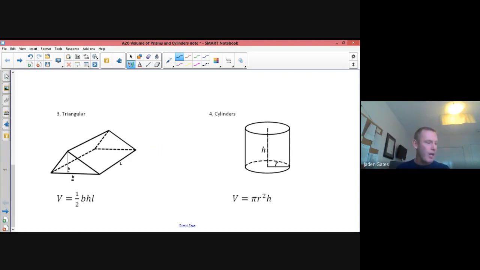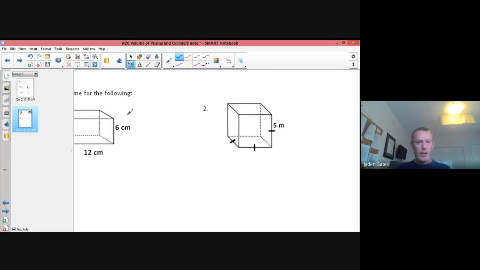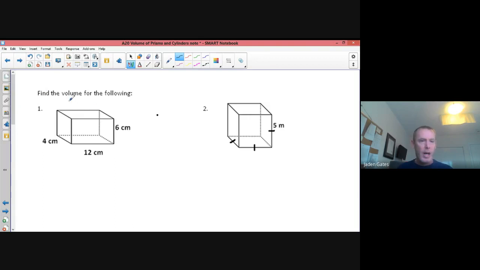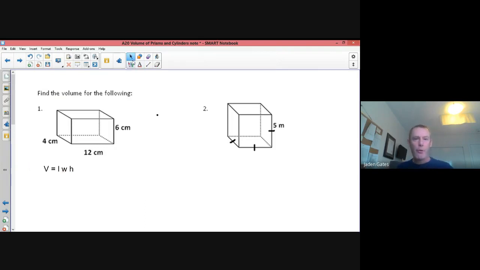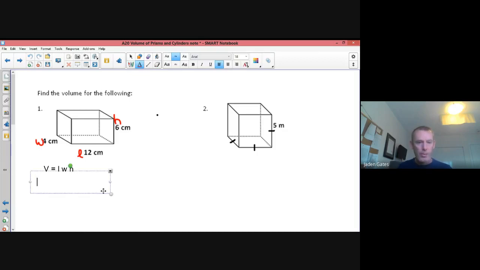All right, so we're going to do a couple of examples here. We'll start off with a triangular prism. I look at my formula, and the volume is equal to the length times the width times the height. It's good practice, because it saves you getting confused, to write down which is which on my diagram. So 12 is my length, 4 is my width, and the 6 would be my height. I'm going to substitute in those values.